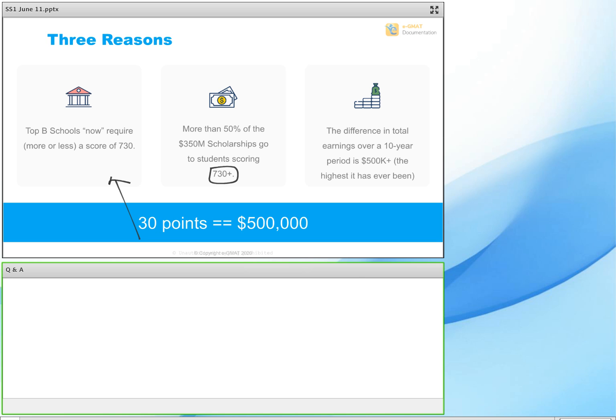And then, why should you aim for a top MBA? Because you're going to be much richer. The delta in total earnings over a 10-year period, when you look at someone who's graduated from a top ranked B school versus someone who's graduated from a tier 2 B school, is the highest it has ever been in the history of the MBA.